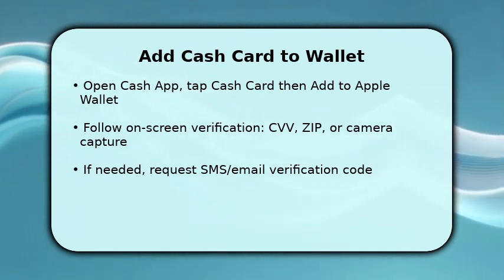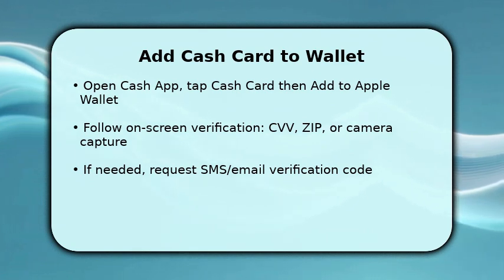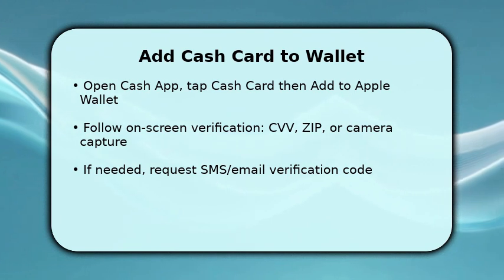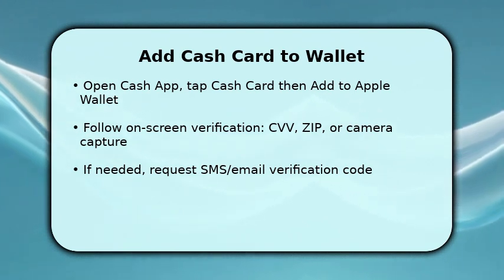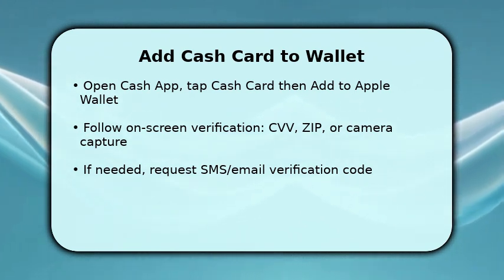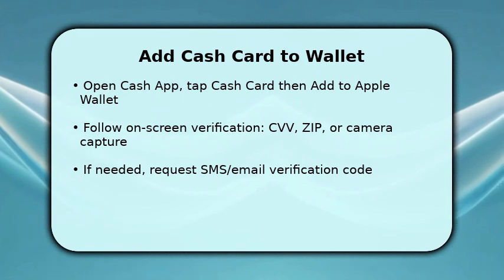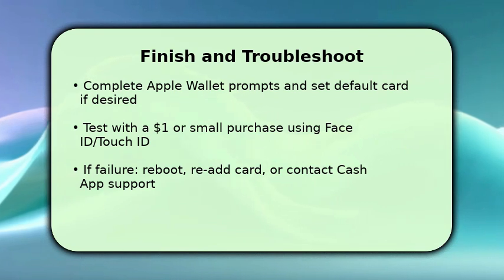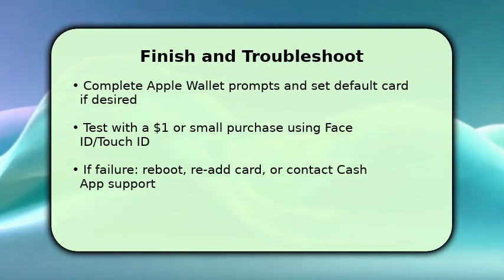If Cash App requires extra verification, request the SMS or email code and enter it promptly. This step ties Apple Wallet tokenization to your Cash Card, which is why the accuracy of billing details matters for successful addition. To finish, approve the Apple Wallet prompts, and if you want, set the Cash Card as your default.